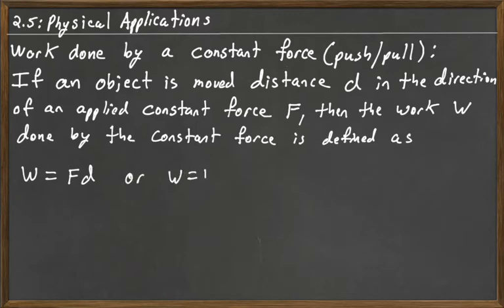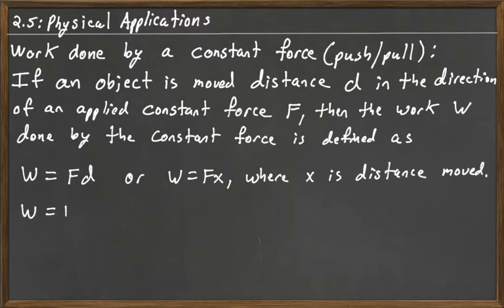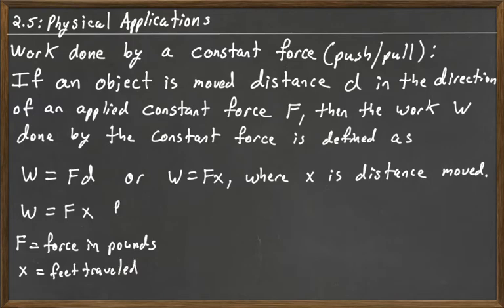Or that could be work is equal to force times x, where x is going to be the distance traveled, or distance that the force moves the object. Okay, so work is equal to force times the distance x, and so our force could be in pounds, so pounds of force, and x would be in feet. And so our work here would be foot-pounds, or work is equal to force times x.